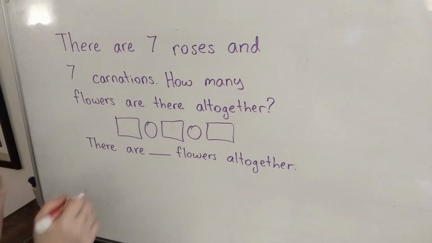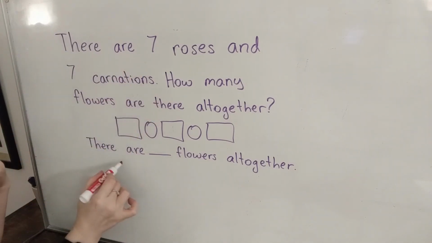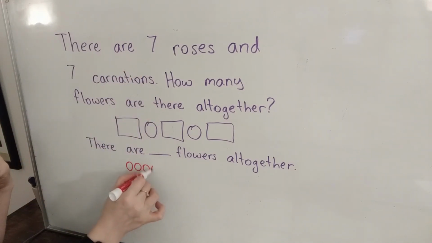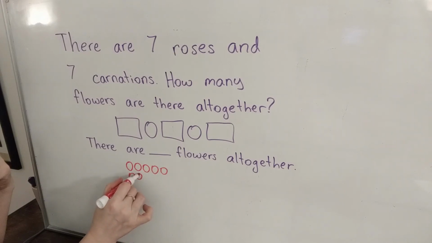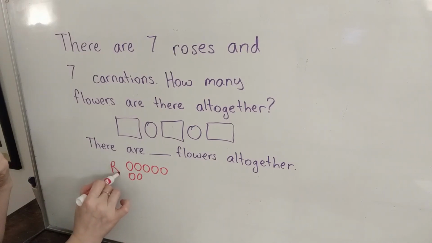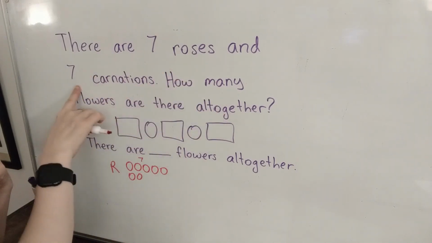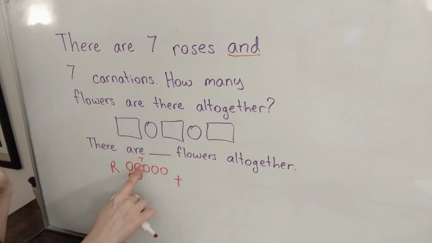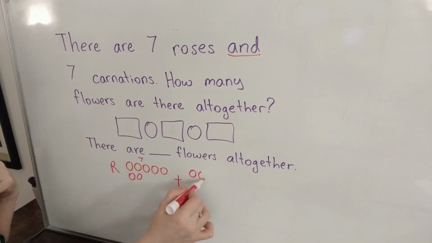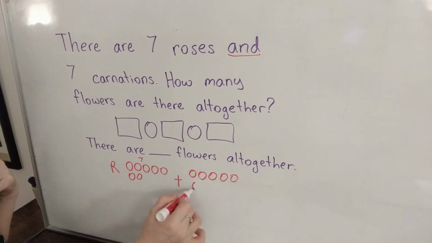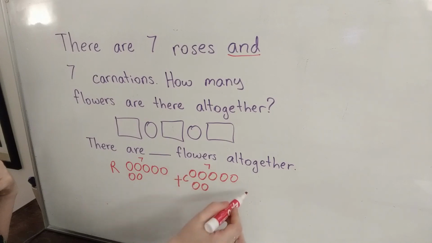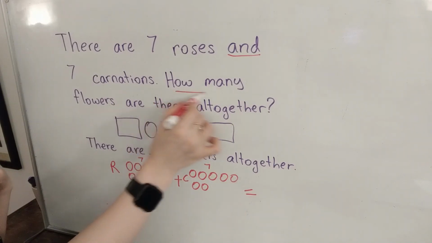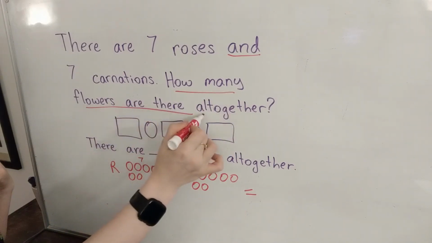Now, I love drawing pictures. I'm going to draw my 7 roses. 1, 2, 3, 4, 5, 6, 7. I'm going to write R for roses and the number 7. And there are 7 carnations. It said and, so I'm going to write a plus. 7 carnations. 1, 2, 3, 4, 5, 6, 7. C for carnations, and I'll write the number 7, equals. How many flowers are there all together?